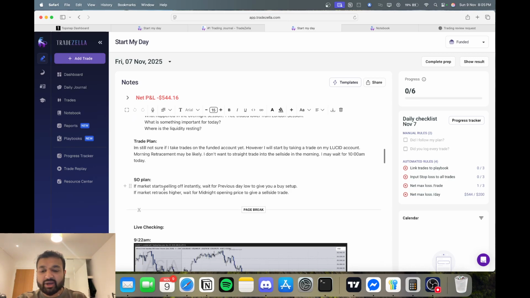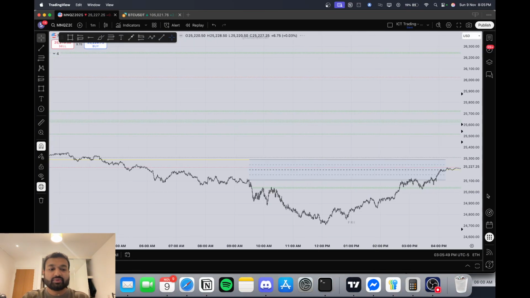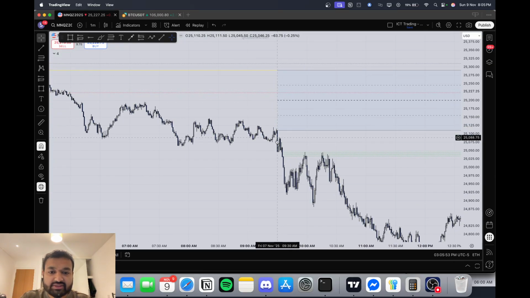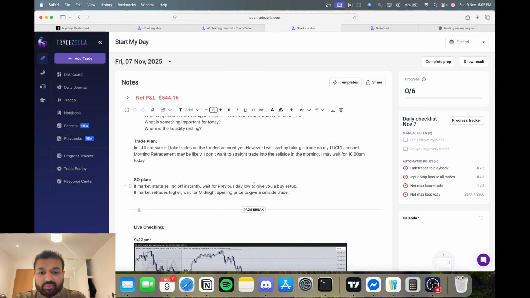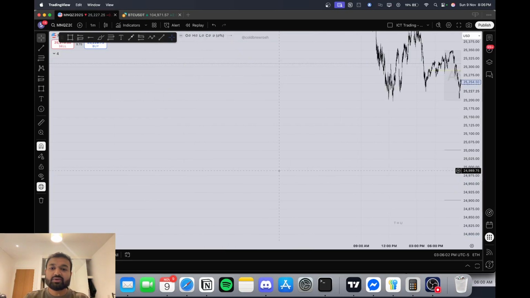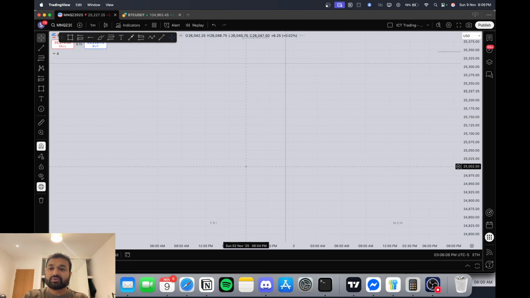My plan is if the market starts selling off instantly, wait for the previous day low sweep. So here's the plan. We got the 9:30 open. If price starts to sell off immediately like we saw, wait for the previous day low sweep to give you a buy setup. And the previous day low, previous day low.